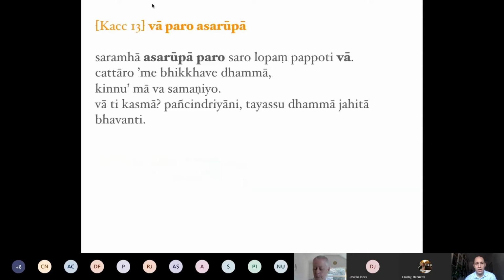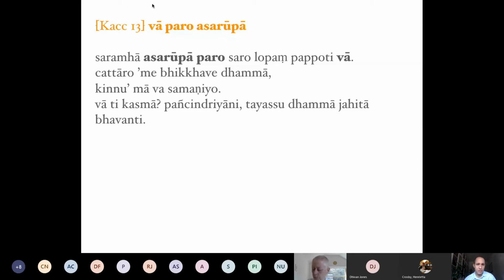Now, after Kaccāyana 12, we find Kaccāyana 13. Va, paro, asarupa. Note that this rule begins with va, which is an option marker. That means literally 'or'. We can translate it simply as optionally. Many translators translate it as optionally. Paro means the following one, asarupa.